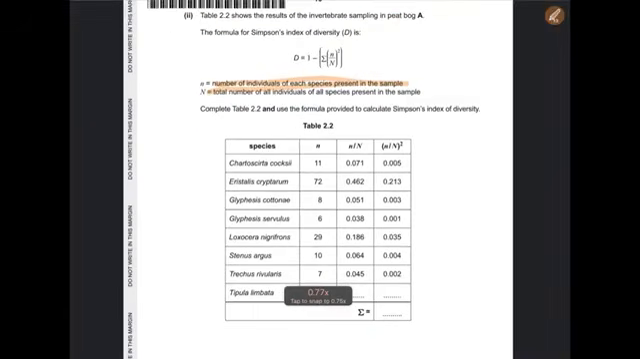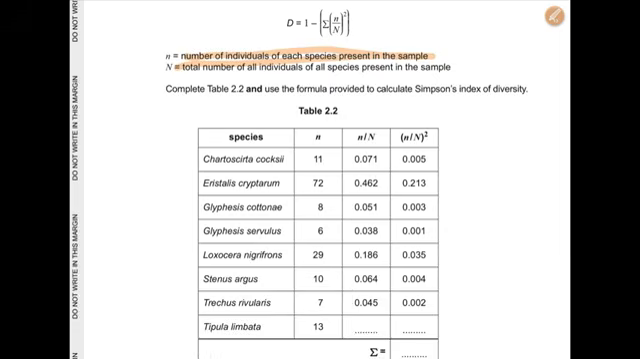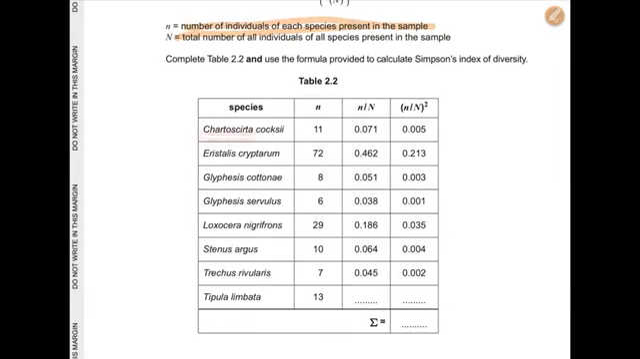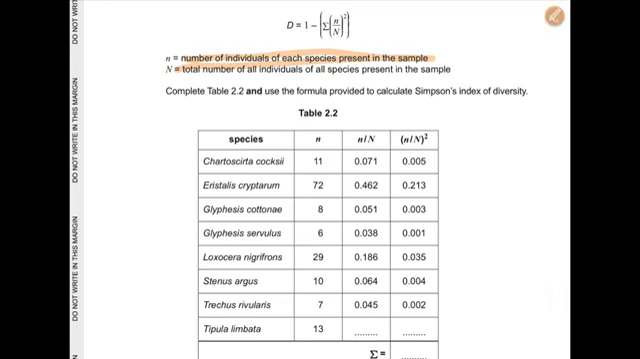But this is given here. So n is a number, for example, for the first species, the number of individuals present is 11. For the second one, it's 72. And so on. For n divided by N, it is 11 divided by the total number of individuals, and we're getting this answer. And then (n over N) squared is this. So you're asked to use the formula, complete table 2.2 first, and then use the formula provided to calculate the Simpson's index of diversity.